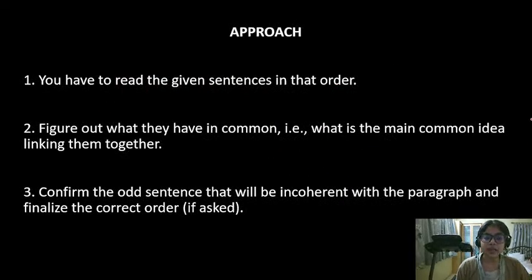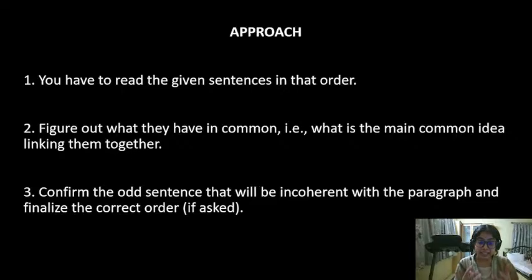So let's learn the approach. The approach is very similar to para jumbles because the 4 to 5 statements that you will be given will all be jumbled. You will have to first unjumble them and then try to find the odd sentence out. So the approach goes as you have to read the given sentences in the jumbled order. Then step 2 would be figuring out what they have in common. So this is a CAT level question.